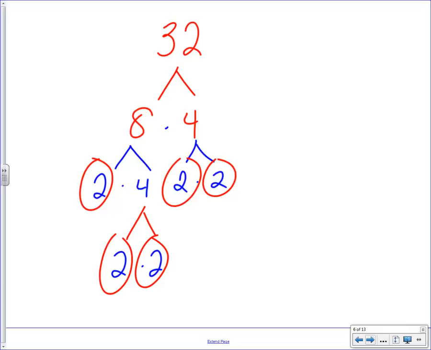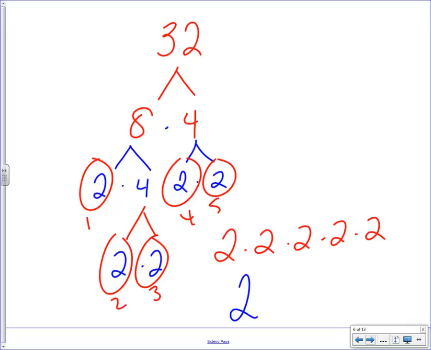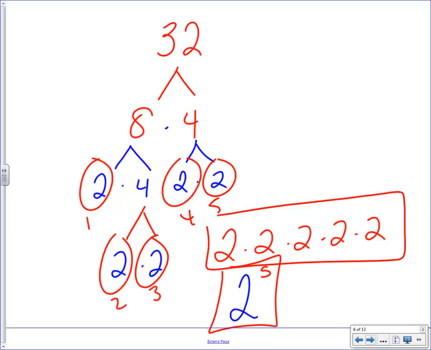I've broken down everything that I can, and so my answer could be 2 times 2 times 2 times 2 times 2, or it could be the number that I see, 2, and how many times do I see it? I see it 1, 2, 3, 4, 5 times, and so it could be 2 to the 5th power. So both of these are correct answers. Okay.